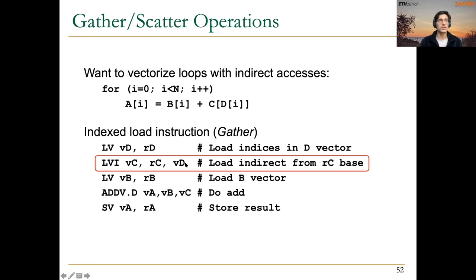You get these addresses, and now you have to send these addresses to memory, right? And as you said, some of them may fall in the same bank. So what's going to happen is that, of course, you will have bank conflicts, and these will delay the arrival of the data from memory.